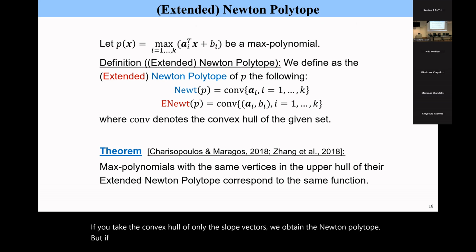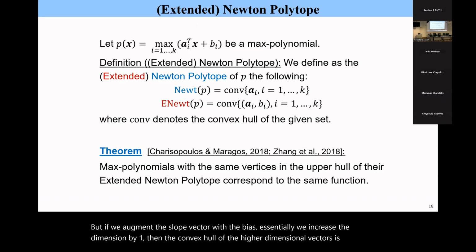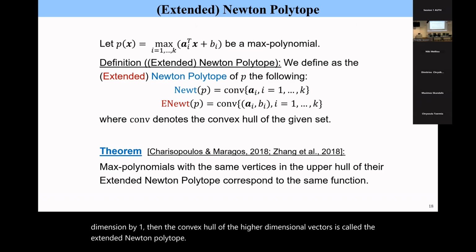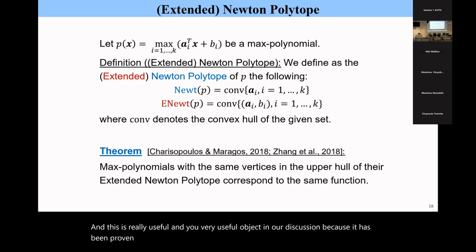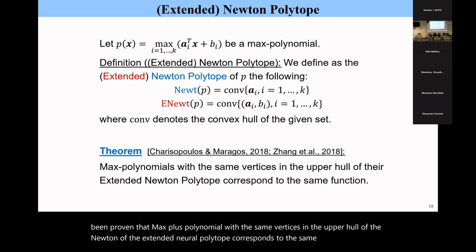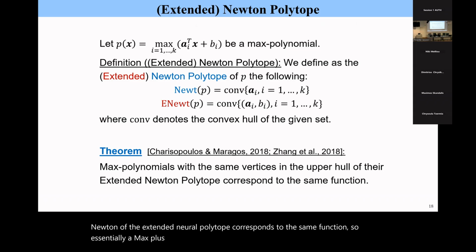But if we augment the slope vector with the bias, essentially we increase the dimension by 1, then the convex hull of the higher dimensional vectors is called the extended Newton polytope. And this is a very useful object in our discussion, because it has been proven that max-plus polynomials with the same vertices in the upper hull of the extended Newton polytope correspond to the same function. So essentially a max-plus polynomial as a function is determined only by the vertices of the upper hull of the extended Newton polytope.